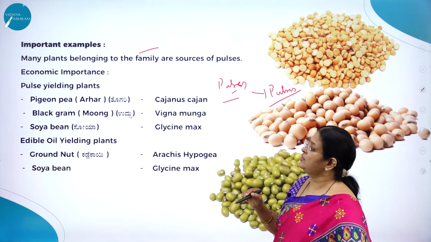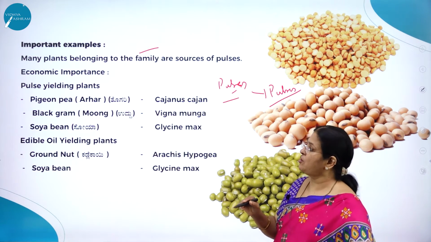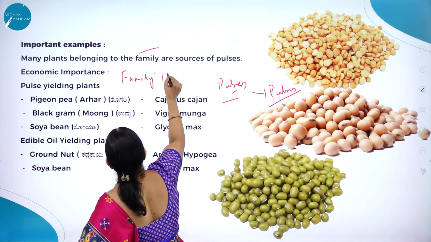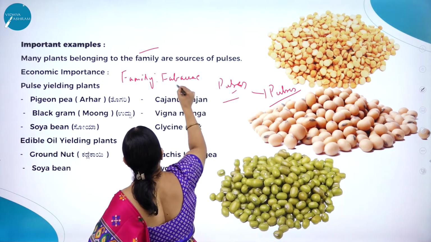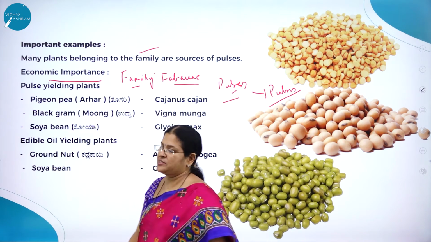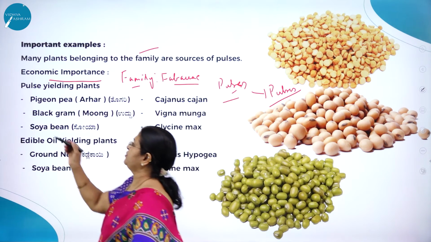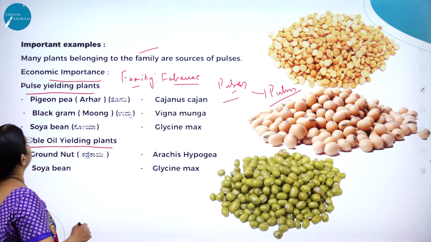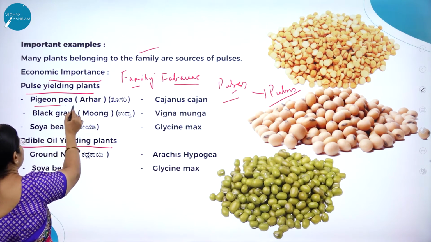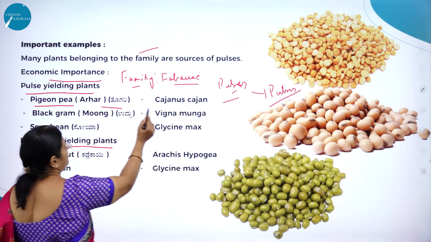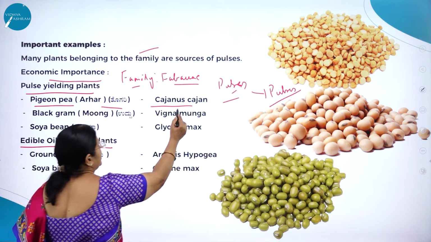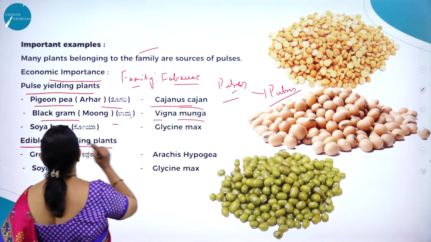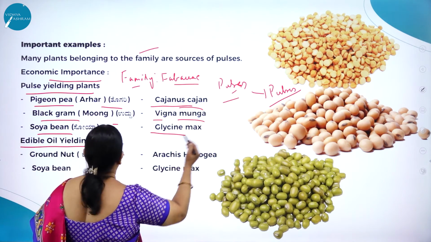Now let us see what are the economically important plants belonging to family Fabaceae. This is very important. Here we can classify them into pulse yielding plants and edible oil yielding plants. Pulse yielding plants, for example pigeon pea, we use a word called togri bele, scientific name Cajanus cajan. Then black gram, that is uddu, Vigna mungo it is called. Soya bean, Glycine max here.